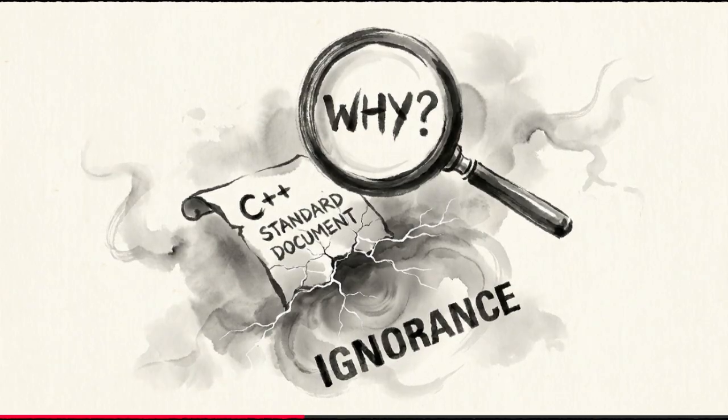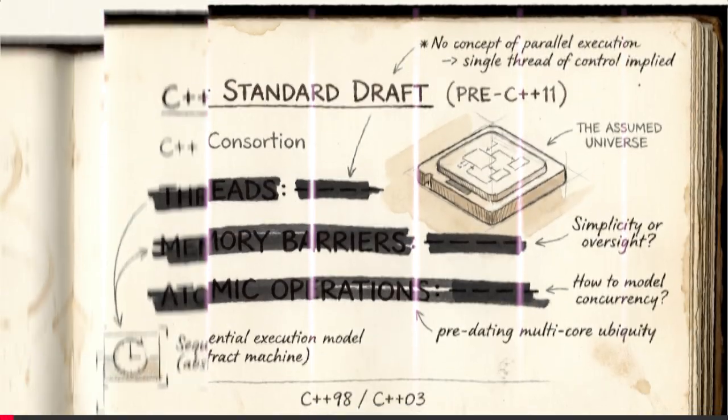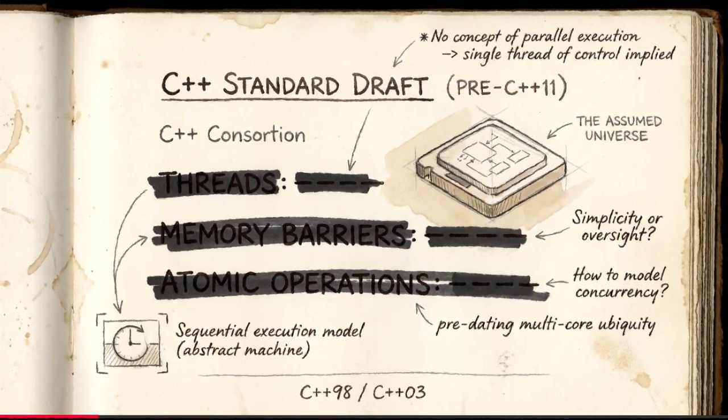Right, and to really get to the bottom of that, we have to rewind. We have to go back to a time when C++ existed in a state that researchers, very politely, I might add, refer to as concurrency ignorance. Concurrency ignorance. I love that term. Yeah, it's accurate. Back in the C++98 and C++03 eras, the standard literally contained no mention of multiple threads of execution. None. Zero. No memory barriers, no atomic operations. The language specification basically just assumed a purely single-threaded universe.